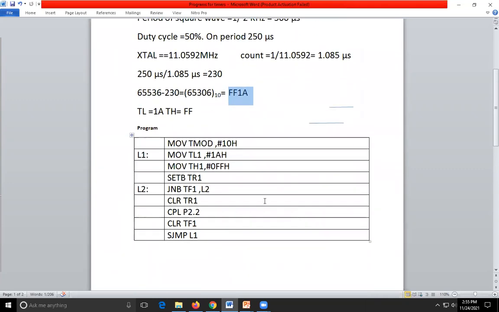See, the program. TL contains the lowest value, which is 1A, and TH contains the highest value, which is FF. First, we have to set the TMOD, which means we have to set the timer mode. Which mode you use, timer 0 or timer 1, depends on that. Here we have to use timer 1.